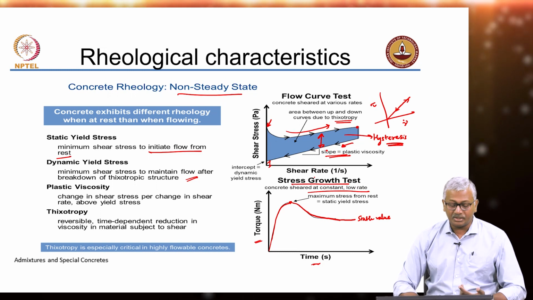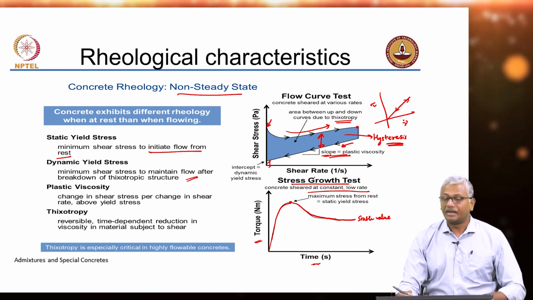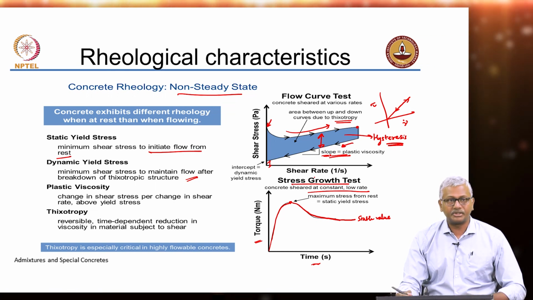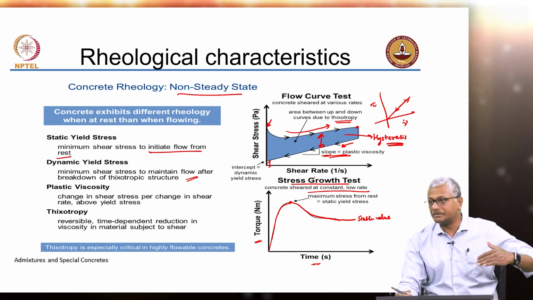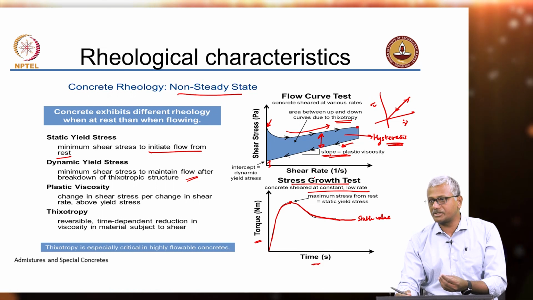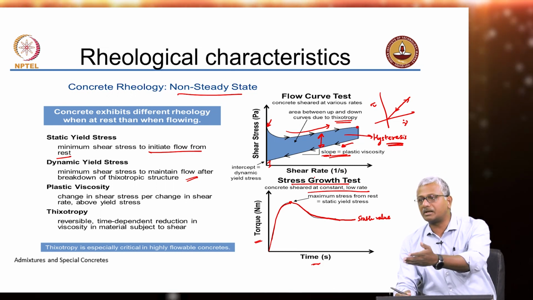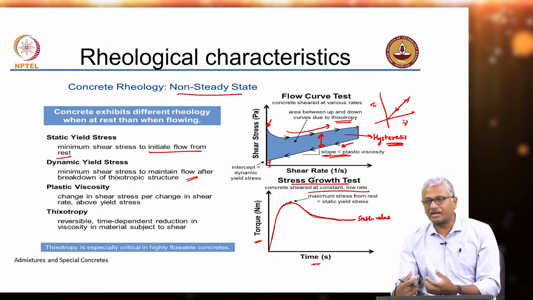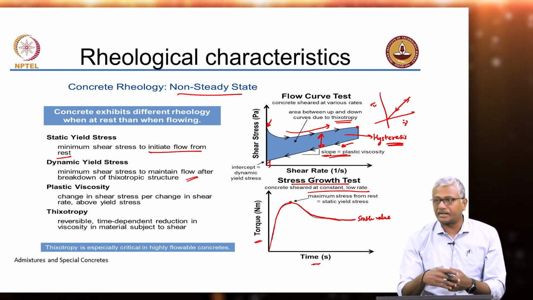Plastic viscosity is the rate of change or change of shear stress per change in shear rate above the yield stress. So, this slope is called the plastic viscosity, and thixotropy is the reversible time dependent reduction in viscosity in materials subjected to shear. So, it is a time dependent reduction in viscosity. So, with time the thixotropy also will change, the reduction in viscosity also will change. If you work with the concrete right after mixing versus working with the concrete after 1 hour, the build up of the internal structure will get affected significantly at that stage. So, with time the thixotropic nature of concrete is also likely to change.